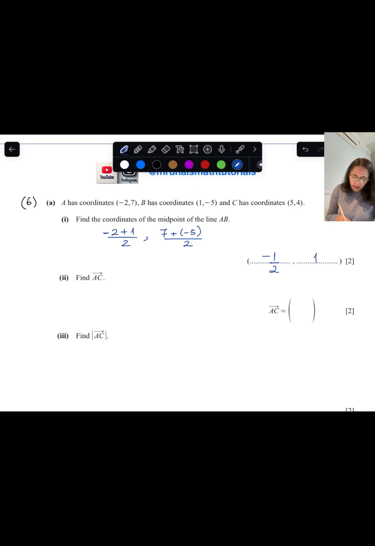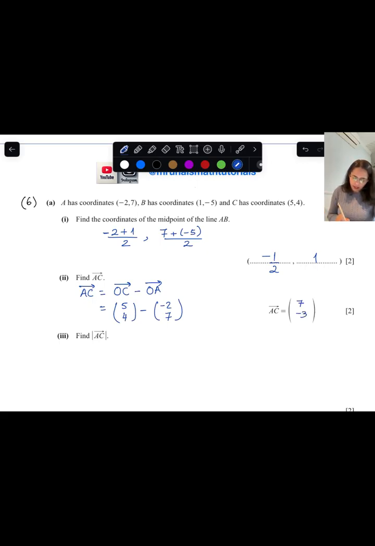Now we need to find the vector AC. Again, as we did in the previous question, it's going to be OC minus OA. What is OC? OC is the position vector of C, which is (5, 4), given to you in the question. And A is given to you as (-2, 7). So 5 plus 2 is 7. 4 minus 7 is -3.